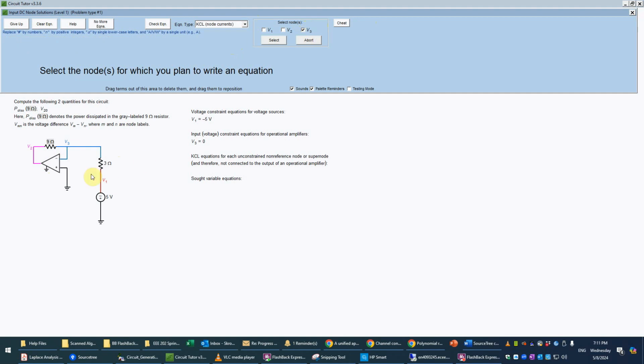And notice again, we're not selecting a ground here because that's already defined by the way that the power supplies are connected to the op amp. The power supplies exist here and are not explicitly shown.